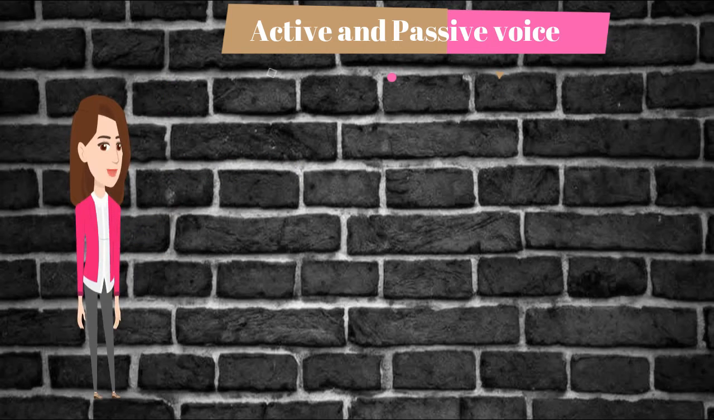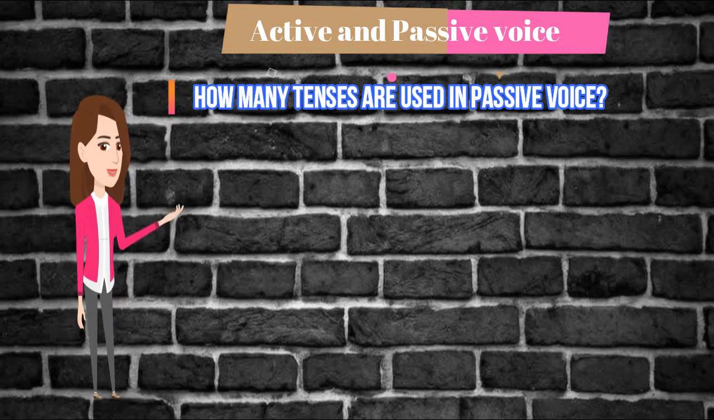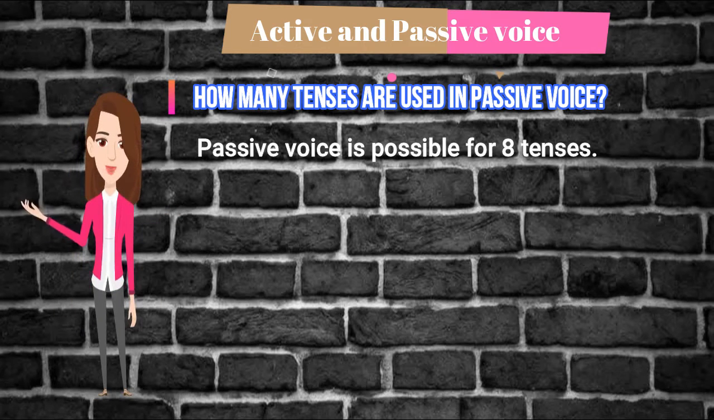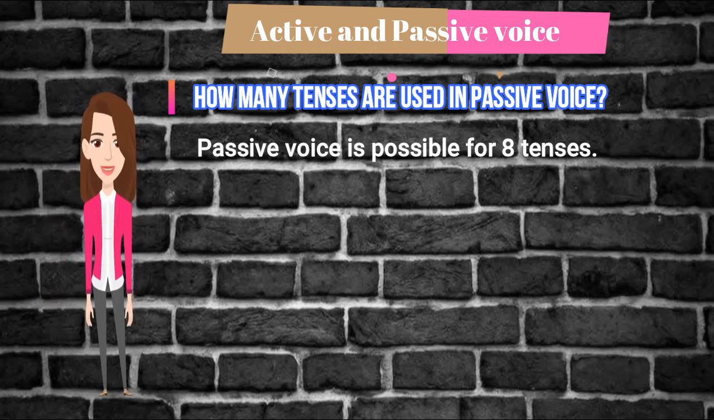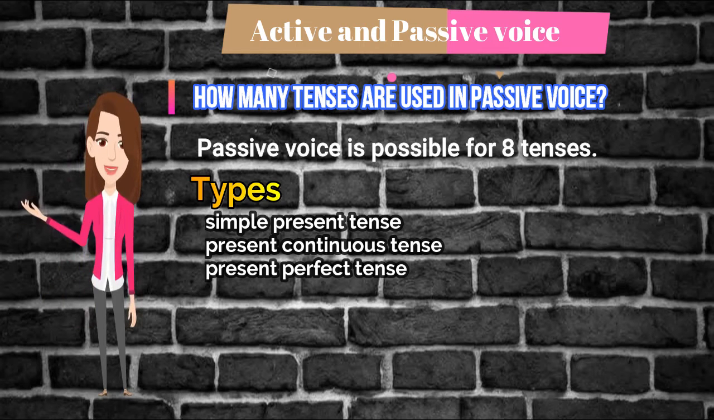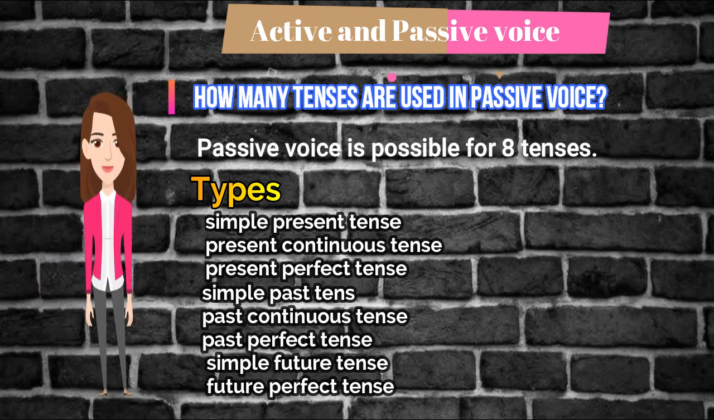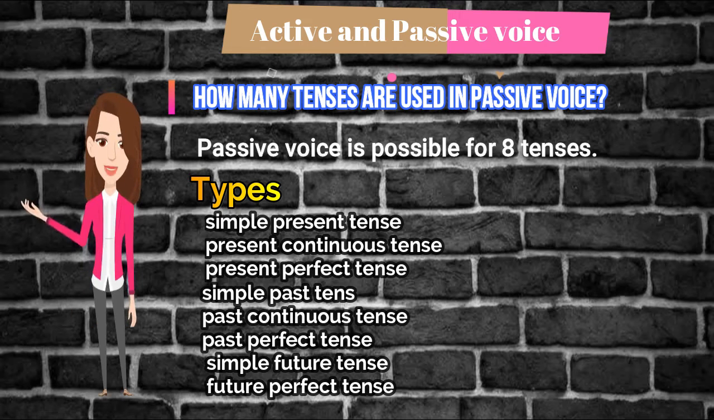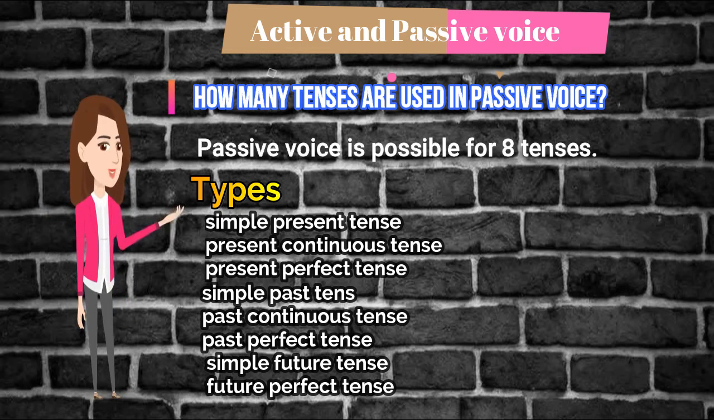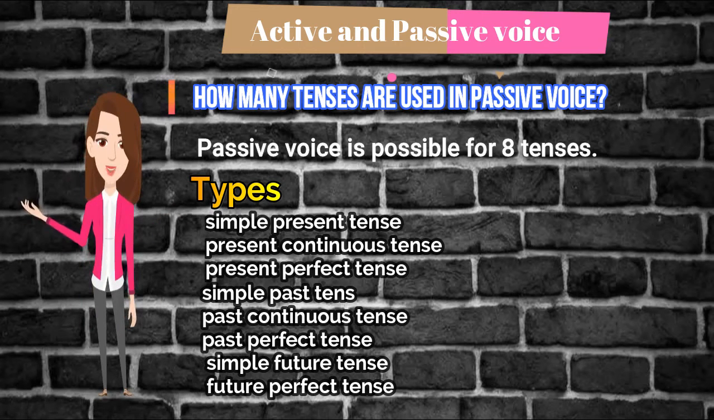Now I am going to explain how many tenses are used in passive voice in English grammar. Passive voice is possible for 8 tenses. They are: simple present tense, present continuous tense, present perfect tense, simple past tense, past continuous tense, past perfect tense, simple future tense, future perfect tense.